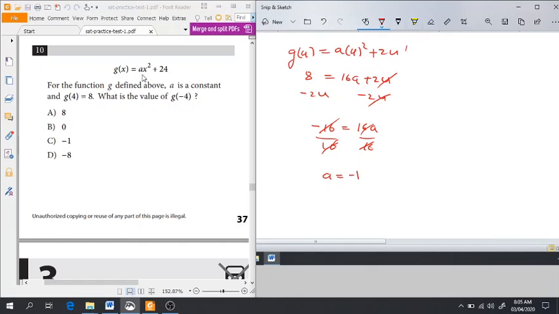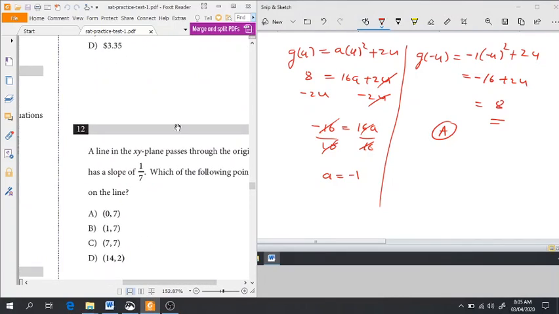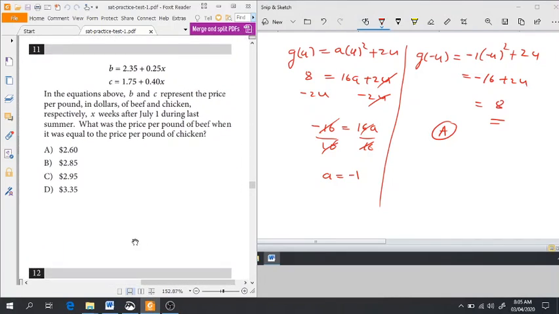Now substitute this value back. Your expression for g of negative 4 is the value of a we got, negative 1, times negative 4 squared plus 24. Negative 4 squared is positive 16. Negative 1 times 16 is negative 16, plus 24, so it's going to be 8. So the answer here is A. A is the answer to question number 10. Now let's go to questions number 11 and 12 together. Okay, great.